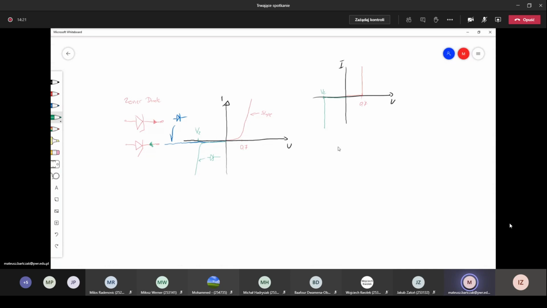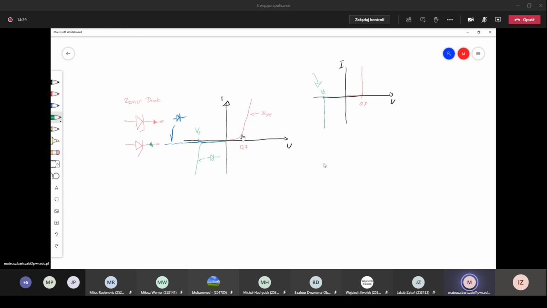And of course, the diodes are manufactured to have different Zener voltage points. So they are manufactured for different Zener voltage points.